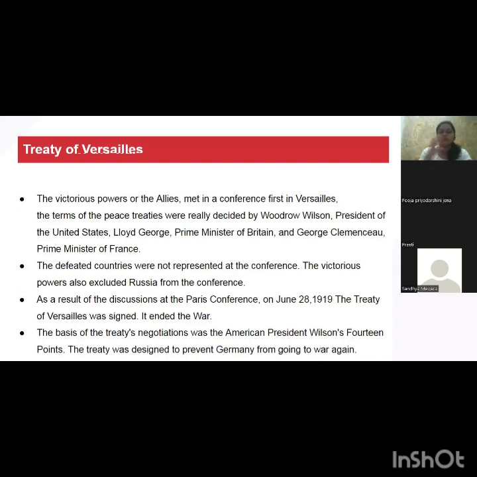The terms and conditions of this Treaty of Versailles were dictated by three important personalities. Woodrow Wilson was the American president, Lloyd George was the Prime Minister of Britain, and George Clemenceau was the Prime Minister of France. So these three people dictated the terms and conditions of the Treaty of Versailles.